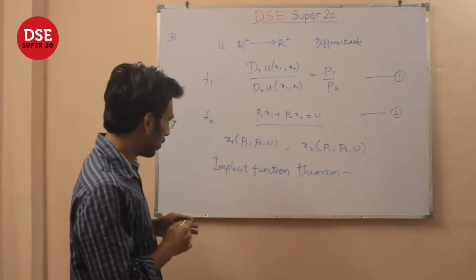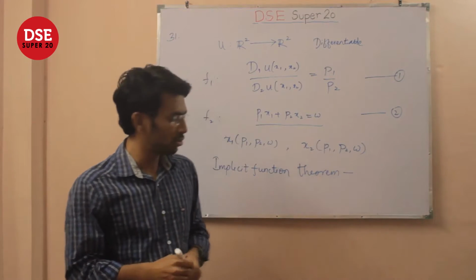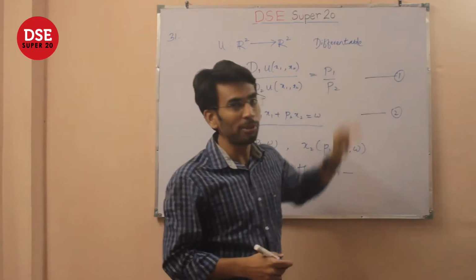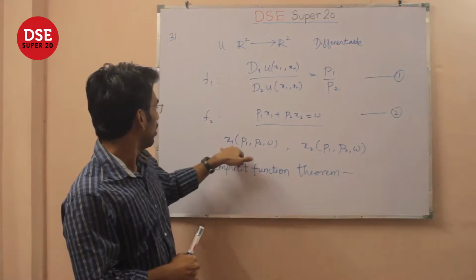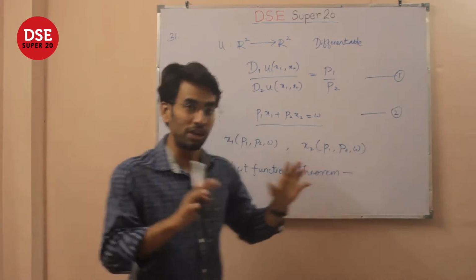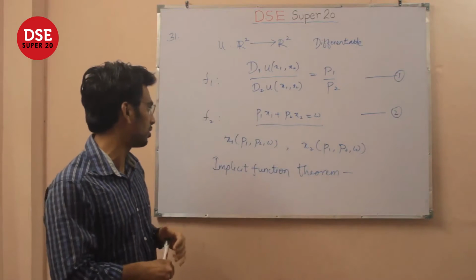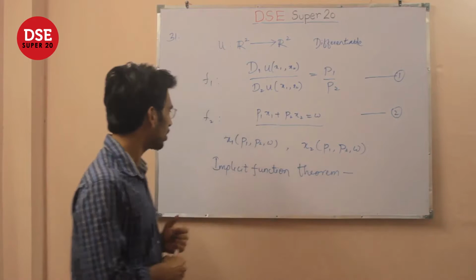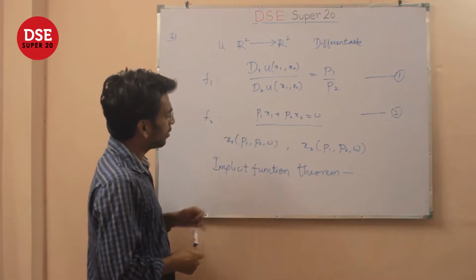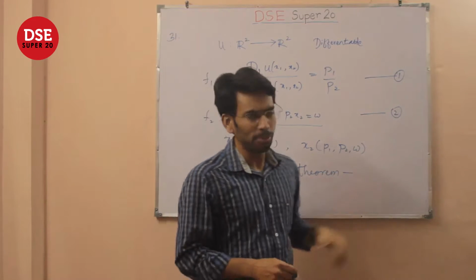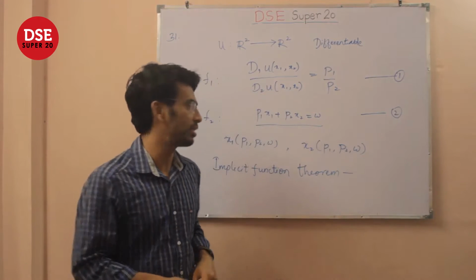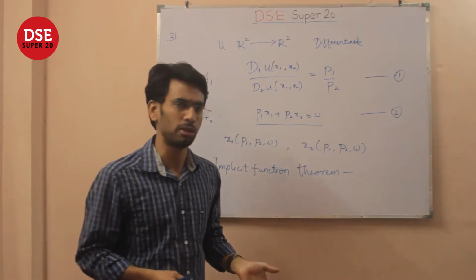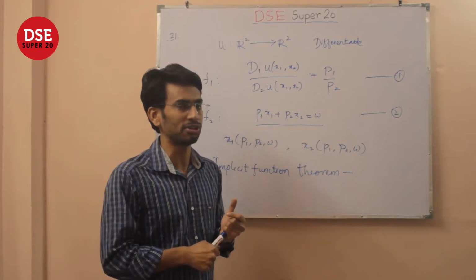So, you're asked what conditions we need on u, apart from being differentiable, for x1 and x2, which are also the choice functions or, let's say, demand functions, to be continuous. Here we need to understand the implicit function theorem and its application, and it's just a direct application of the implicit function theorem once you know what it is.